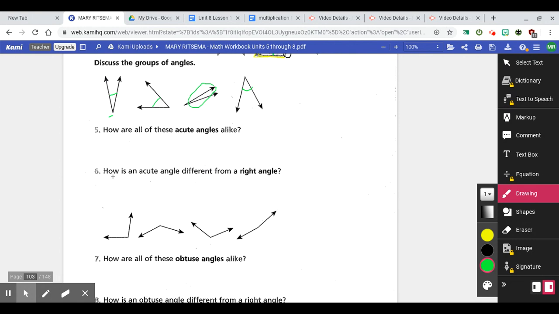I think we can probably do this one. How is an acute angle different from a right angle? Again, it is less than 90 degrees. The rays are closer together.